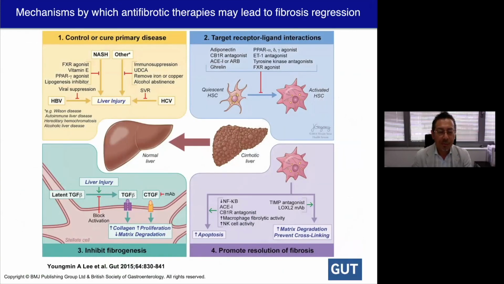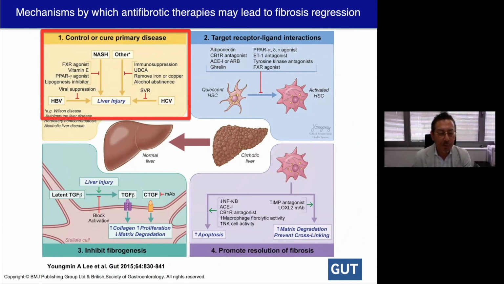This slide shows the mechanism by which antifibrotic therapies may lead to fibrosis regression. Here I will mention point number 1: disease-specific therapies that control or cure the underlying disease are the effective antifibrotic approach. For instance, hepatitis virus B can be controlled by nucleic acid analogs, and HCV can be eradicated by direct-acting antivirals.